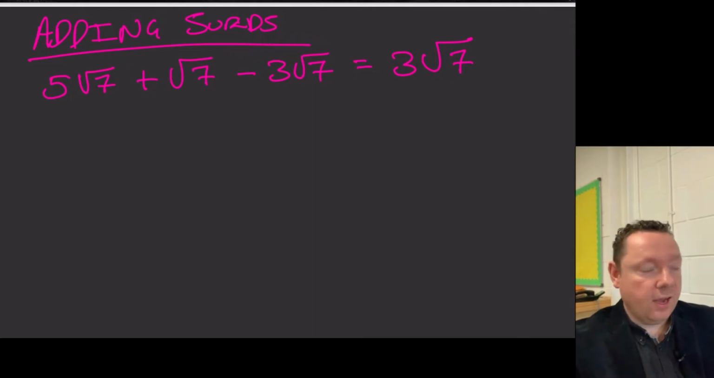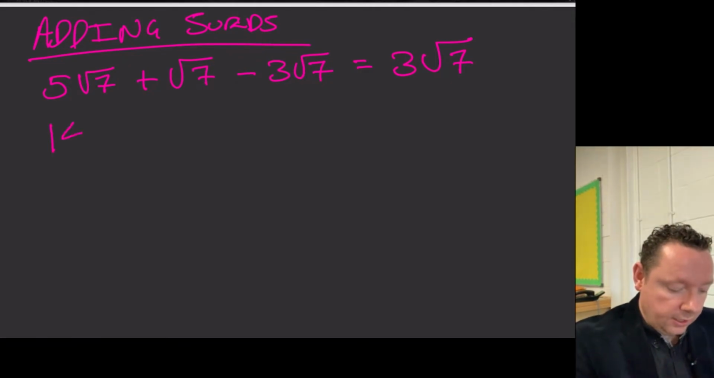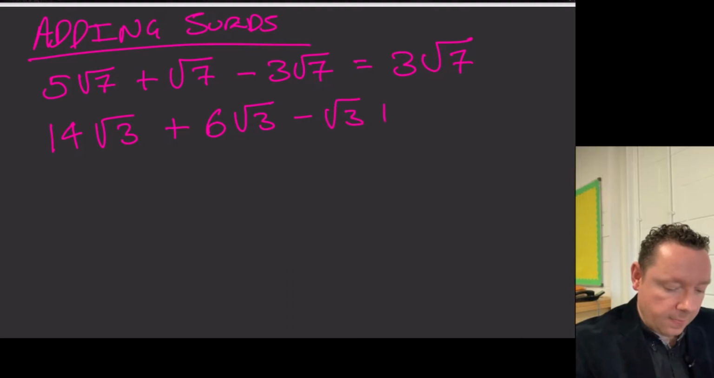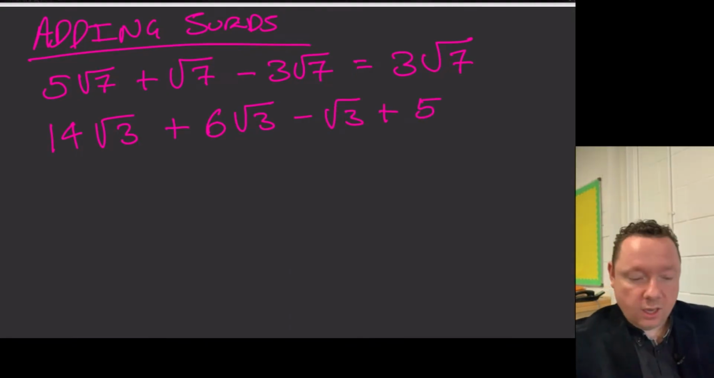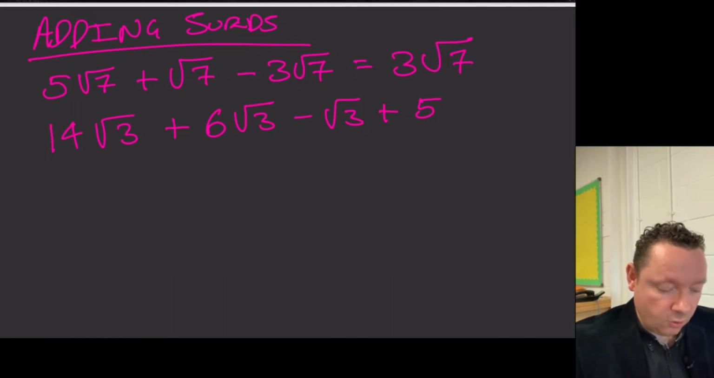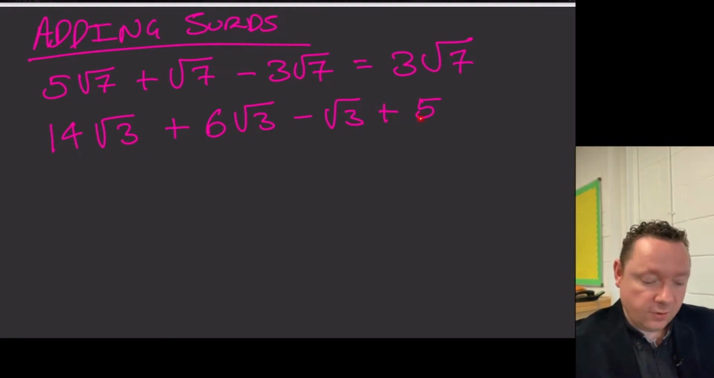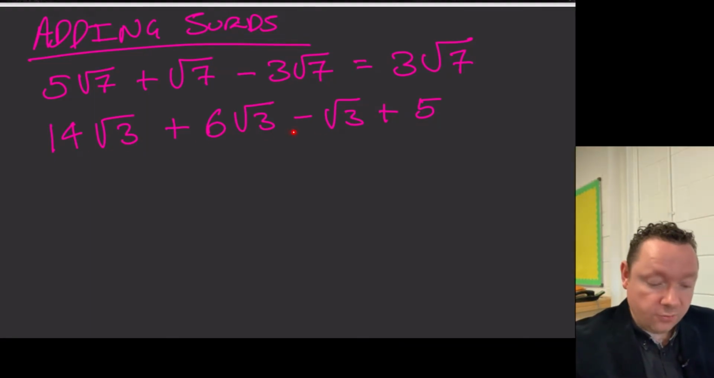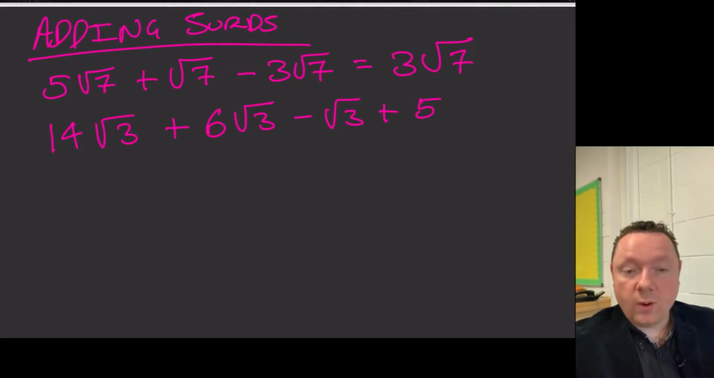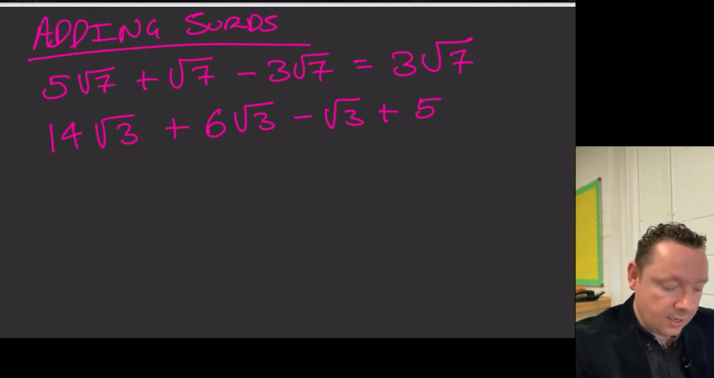Let's do another one like that. Let's say I had 14 root 3 plus 6 root 3 minus root 3 plus, let's say, 5. So now what we've got is some different things. We've got some root 3s, but then a 5 hanging around on the end. You cannot add different things to surds. You can't do 5 plus a root 3 and get an answer. So we'll just do the root 3 things together and then leave plus 5 on the end. So I've got 14 plus an extra 6 is 20, minus 1 is 19. So that gives me 19 root 3, and then I've still got plus 5 on the end that I can't do anything with.